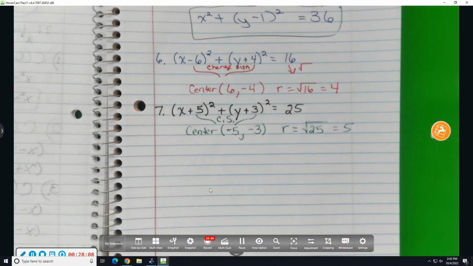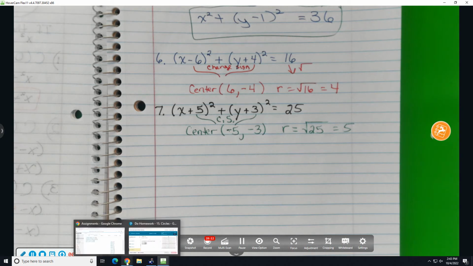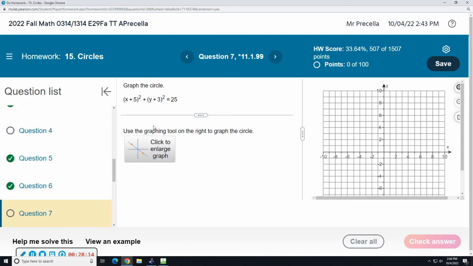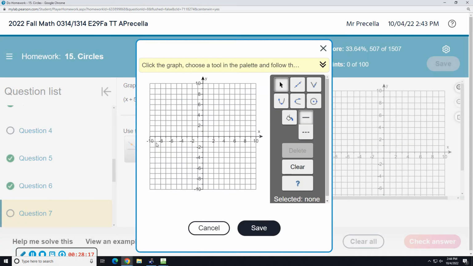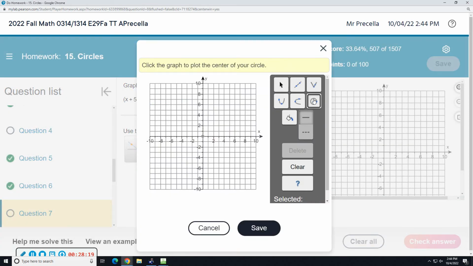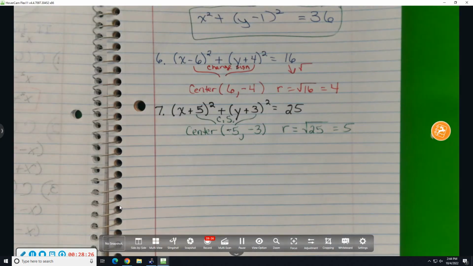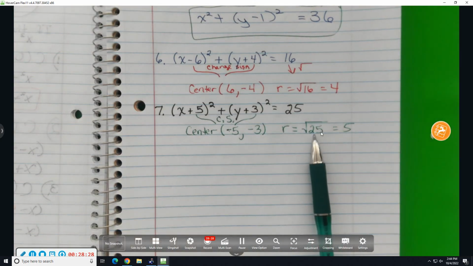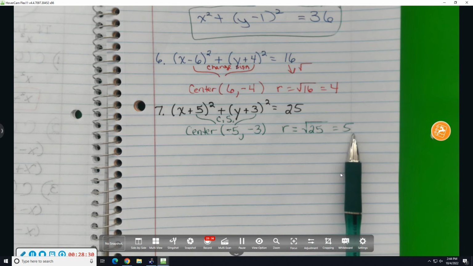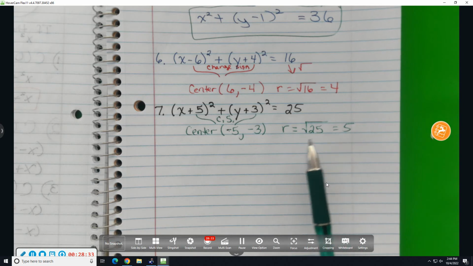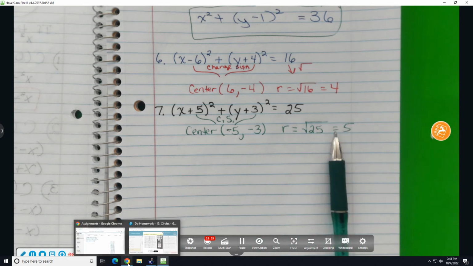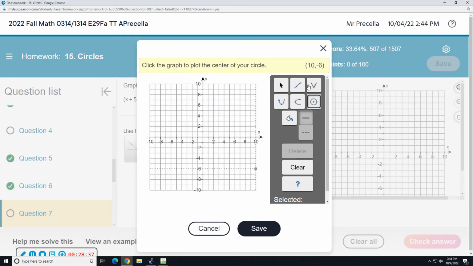So change the sign, square root. So we come over here and click, then click the circle. What's the radius again? Is that the square root of 25, which was 5? So change the sign, square root. So, what's the center? -5, -3.